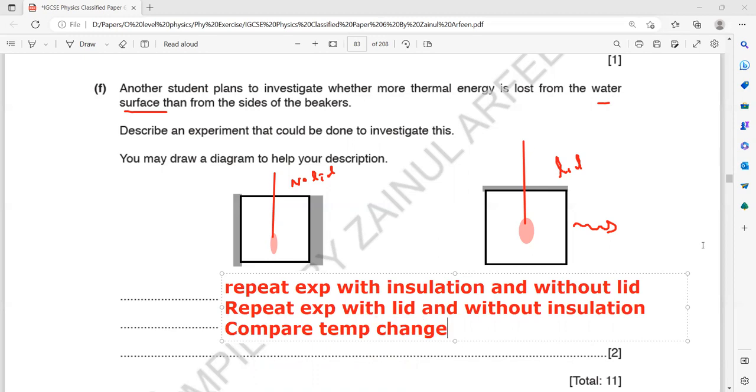The one which shows a greater change in temperature has a greater amount of thermal energy lost.